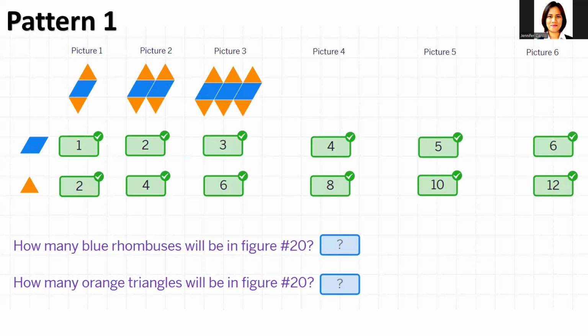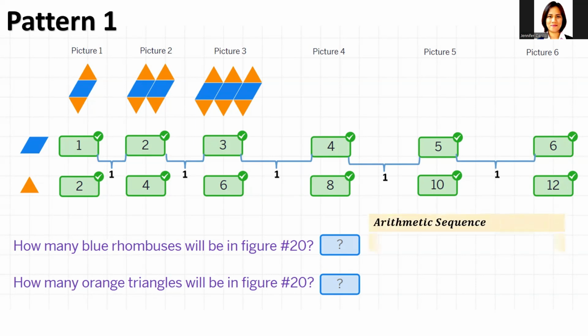Okay, so this is our pattern number 1. Take note that in the sequence of rhombuses, the common difference is 1. We can observe that by subtracting 3 and 2, you get 1, and 2 minus 1, you also get 1. Therefore, the common difference is 1. So we can say that the sequence of rhombuses follows an arithmetic sequence.